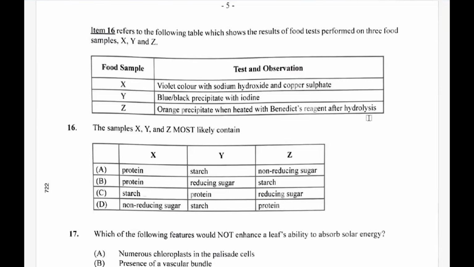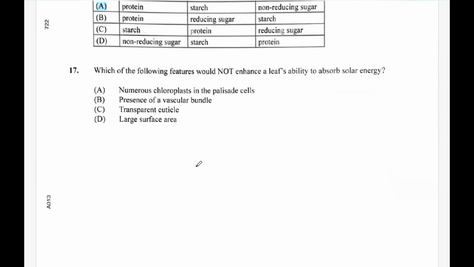Question 16 refers to the following table, which shows the results of food tests performed on 3 food samples, X, Y, and Z. We see X, a violet color, with sodium hydroxide and copper sulfate. That is a protein test. Blue-black precipitate with iodine. That's a starch test. Orange precipitate when heated with Benedict's solution after hydrolysis. That's non-reducing sugar. And that lines up 16 to be A.